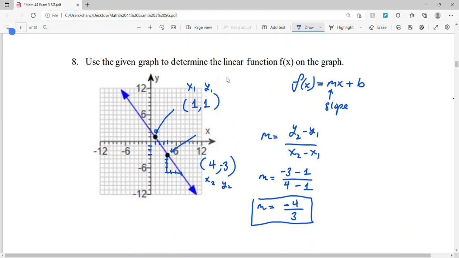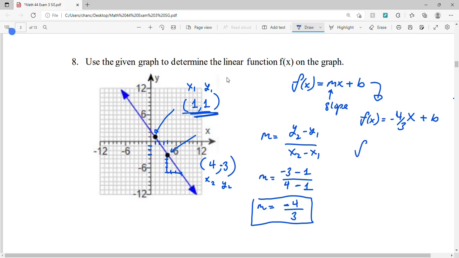Then we'll plug it into our formula, f of x equals mx plus b. And so this becomes f of x equals negative 4/3 x plus b. We're almost done. We need to find the y-intercept. And you can't just read it off the graph. It's unclear. So I'll use this ordered pair 1, 1.